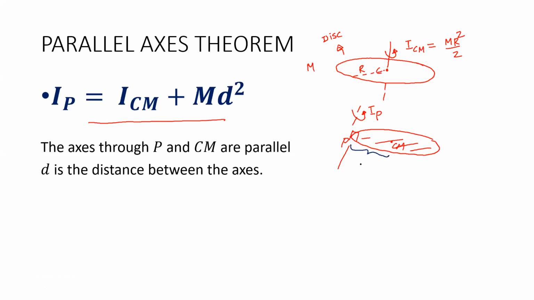Our d is R itself. So we can simply get this: I_P is I_CM, which is MR square by 2, plus M times R square. So this becomes 3 by 2 MR square. Okay, so you understand this?